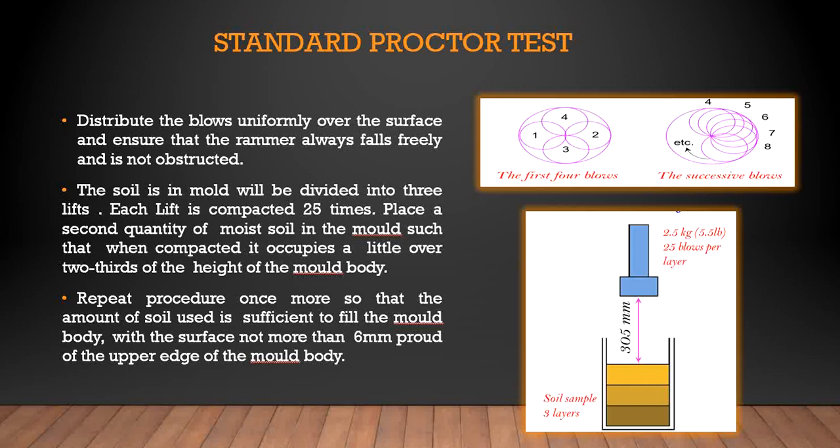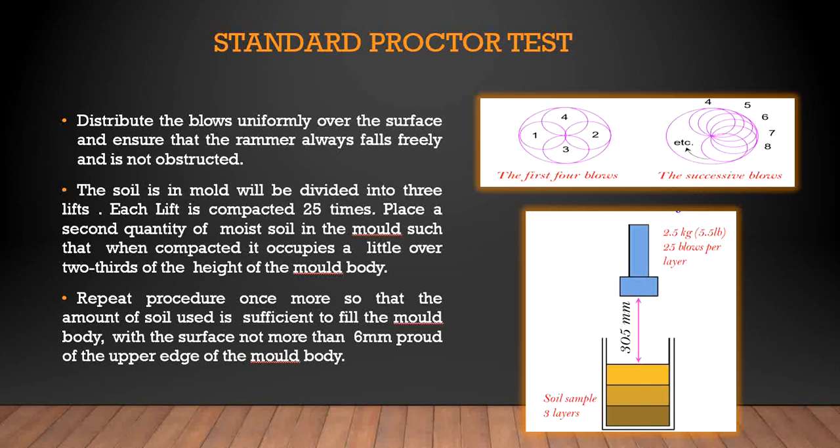So we are going to give the scratches, or the racks, with the help of a spatula to the surface of the compacted soil. Then after that the collar is removed and the extra soil trimmed off to the top of the mold, and the weight of the mold obtained. So the weight of the soil is got by subtracting the weight of the empty mold.